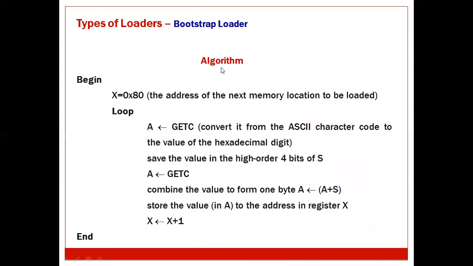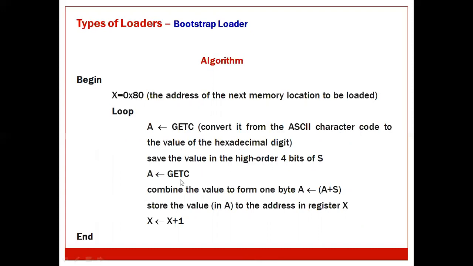Okay, so this is the algorithm, the same program, just made as an algorithm here. X will initially be 80, and then within a loop we first get the character and convert it from the ASCII character to the value of the hexadecimal digit, and then save it in S here. Then whatever value I get, we will save it in the high order 4 bits. That means we are doing a shift left here.